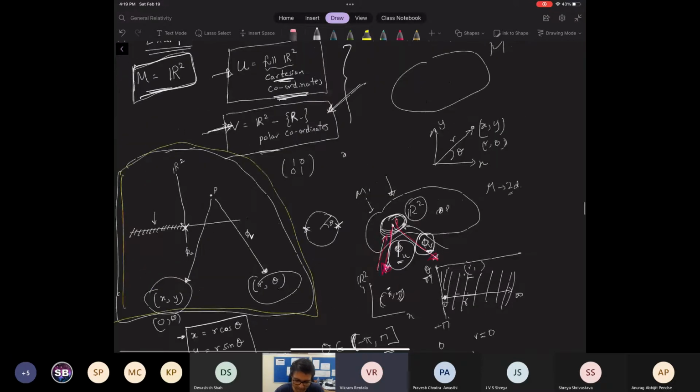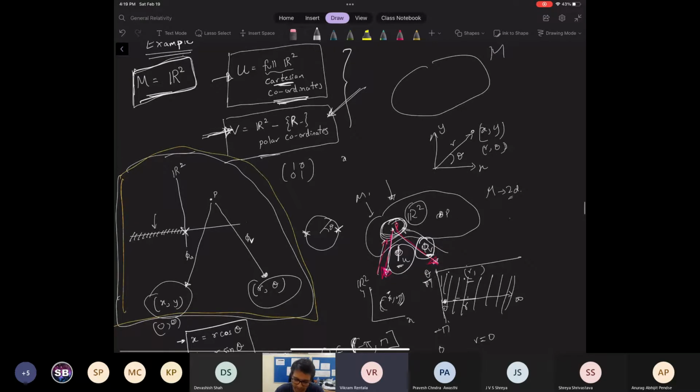So if I just take the coordinate patch V with its map phi V, this does not form an atlas. But U with its map phi U by itself forms an atlas, because it covers the entire space. And obviously the union of U, phi U and V, phi V together also is an atlas. But V, phi V by itself is not an atlas, because it doesn't cover the entire space.